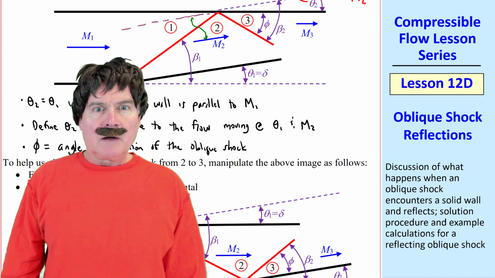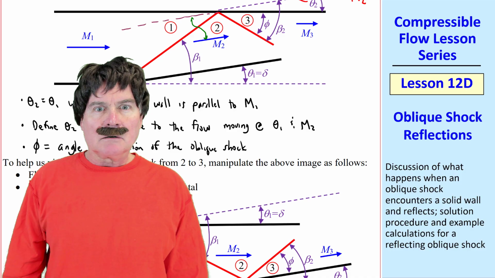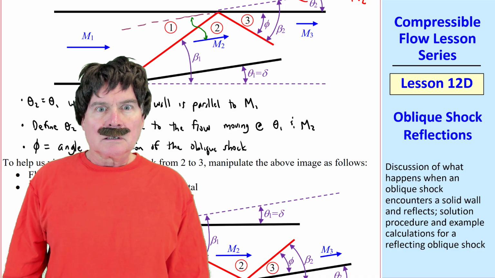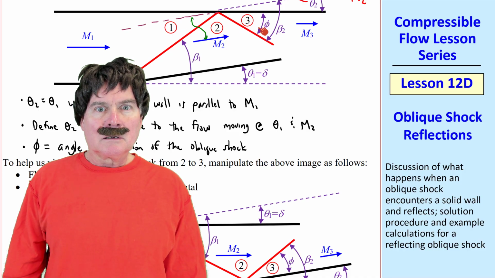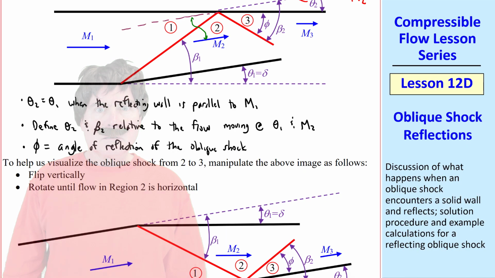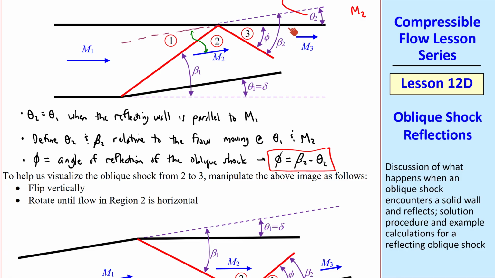Is the angle of incidence equal to the angle of reflection? No, Freddie. Actually, phi and beta 1 are not equal. The angle of incidence here is not equal to the angle of reflection. In fact, it turns out, again from a little trig, that this angle phi is beta 2 minus theta 2, as you can clearly see here.